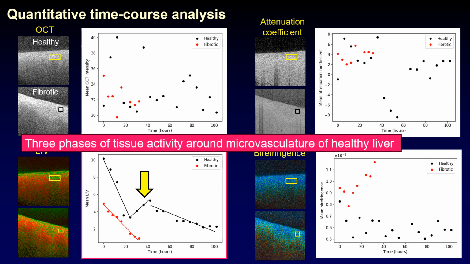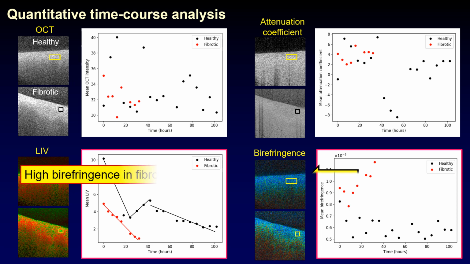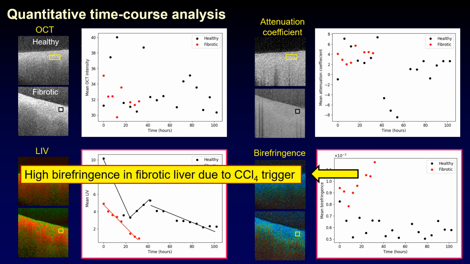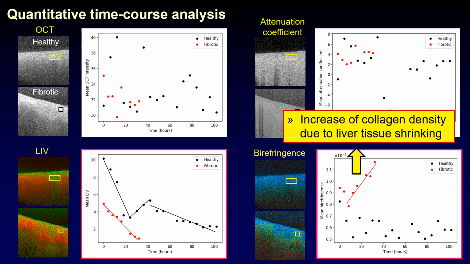Although OCT and attenuation coefficient show some changes at certain time points, they don't show any clear tendency like those of LIV. Next, high birefringence was observed in fibrotic liver due to the triggering of CCL4, and it is known that the extracellular matrix such as collagen 4 accumulates due to CCL4 injection. In addition, the mean birefringence shows some long time course changes. The increase of birefringence can occur due to an increase of collagen density, and it might be due to liver tissue shrinking.